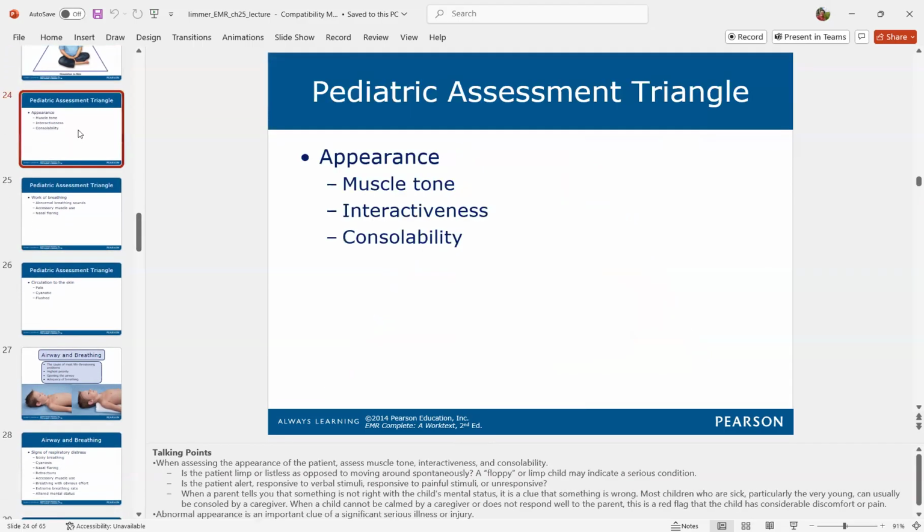With the appearance part of it, when assessing this, we're assessing muscle tone, interactivity, and consolability. So questions that we can ask ourselves: is the patient limp or listless as opposed to moving around spontaneously? A floppy or limp child really indicates a serious condition typically. Is the patient alert, responsive to verbal stimuli, responsive to painful, or unresponsive? That's our AVPU scale: alert, voice, pain, unresponsive.